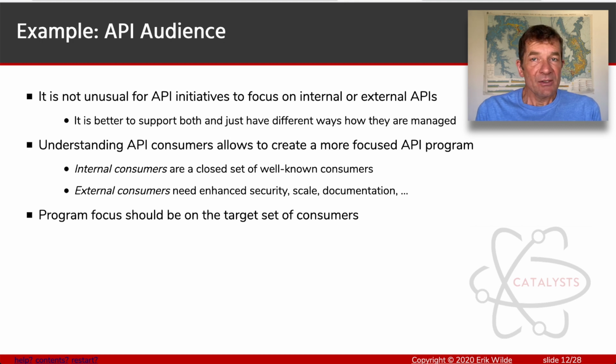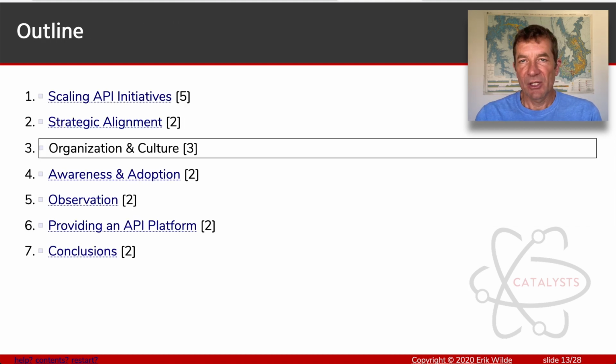But regardless of what you decide to do, be explicit about what you're trying to do, so that you can then check your program and see, do we do everything that we need to do to accomplish this goal? To either improve internal usage of APIs or to improve external usage of APIs. So that's an important thing. That was the first area, the strategic alignment.